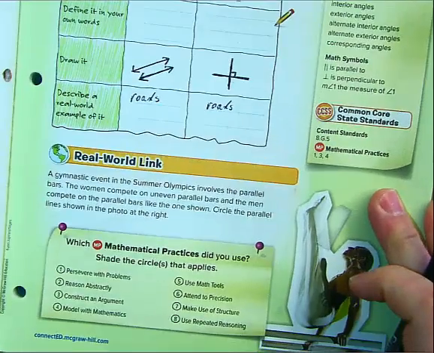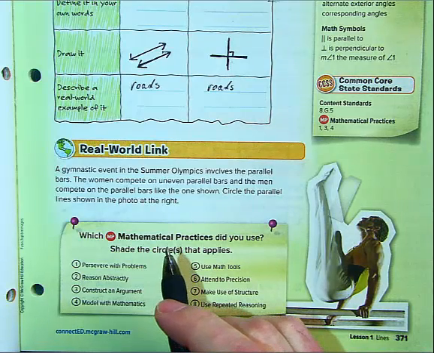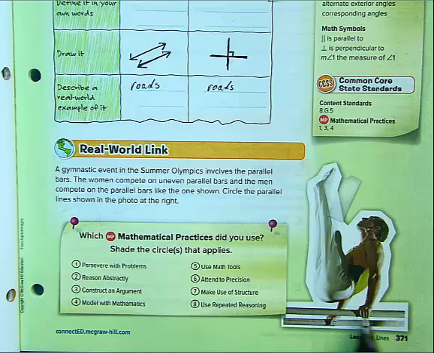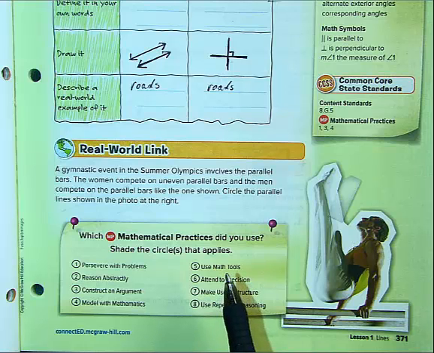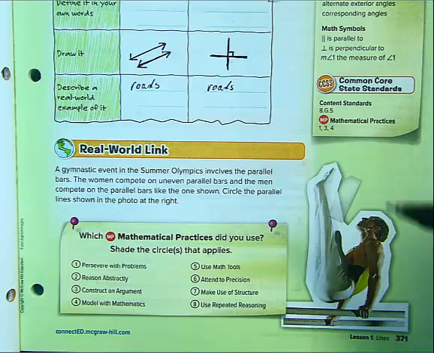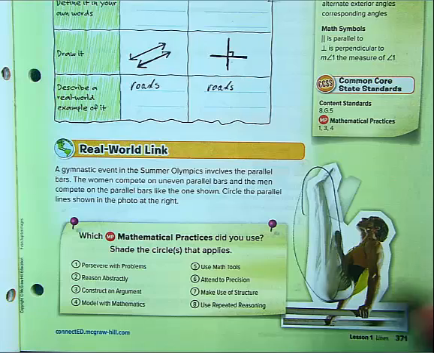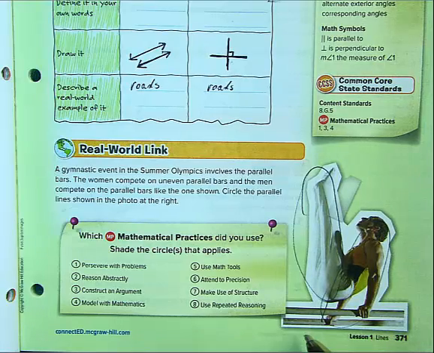Okay. It says a gymnastic event in the Summer Olympics involves the parallel bars. So here you have a person on the parallel bars. The women compete on uneven parallel bars, and the men compete on the parallel bars, like the one shown. Circle the parallel lines shown in the photo to the right. So we're looking here at all the different parallel lines that we may see. We actually see his feet are going parallel, his arms are going parallel, and then the bars themselves are parallel.